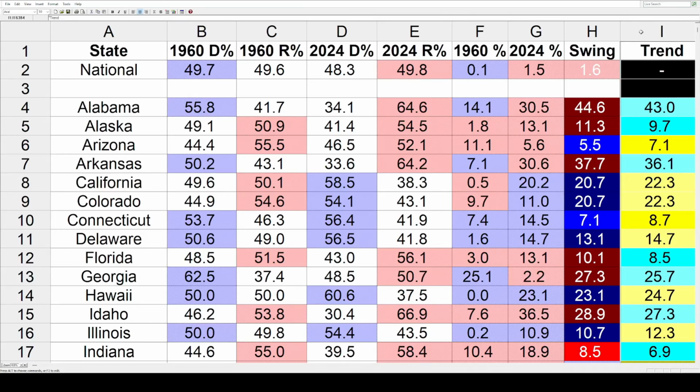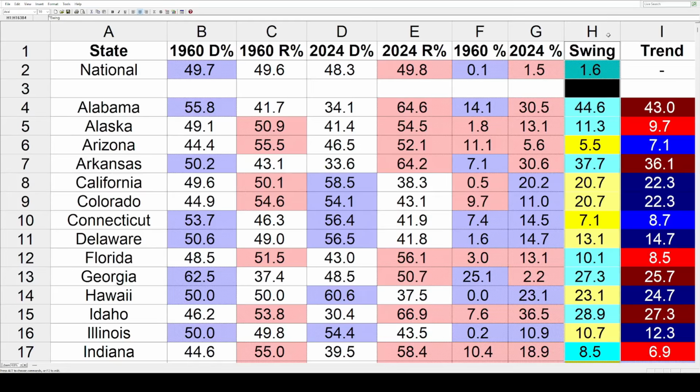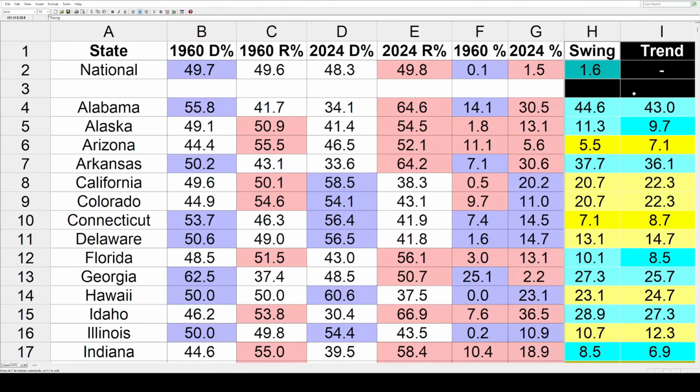And all the way on the right, we've got the trends. This will compare the individual swings in each state to the national swing, and that's going to get us the trends. These two columns also have shading. The darkest colors are 10 or more points. The lightest are under 5%.